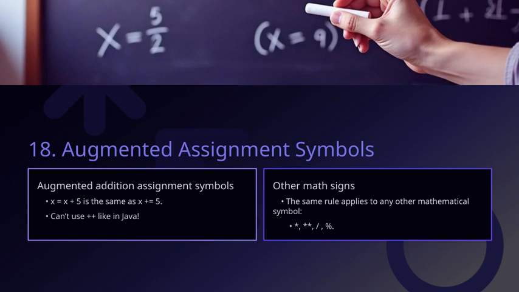Now, this idea isn't limited to addition. The same rule applies to other mathematical operations too. Whether you're multiplying, dividing, or using modulus, you can use these augmented assignment symbols. So, for multiplication, you'd write x asterisk equals 3 instead of x equals x asterisk 3. For exponentiation, x double asterisk equals 2. For division, x slash equals 4. And for modulus, x percent equals 5.